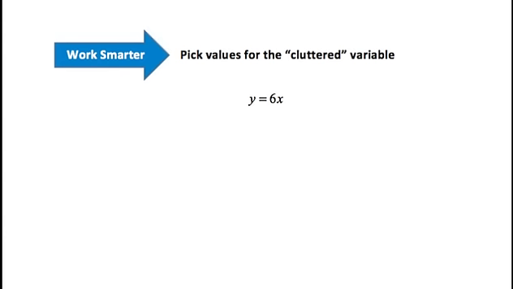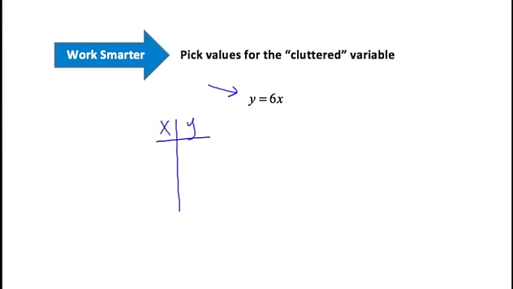So here's a tip on how to work smarter when we're picking values for our graph. One tip or technique here is to always pick values for the cluttered variable. So notice if I'm looking at this equation, I have y equals 6x. This is a linear equation. If I was going to graph this, I'd make a t-table.